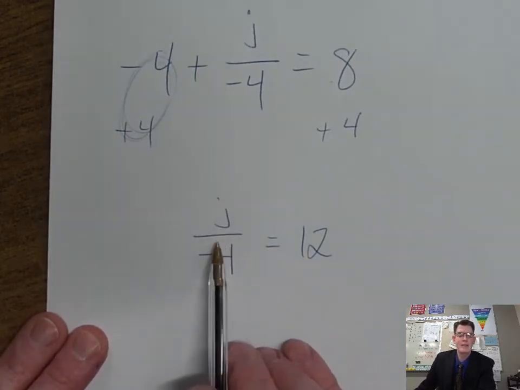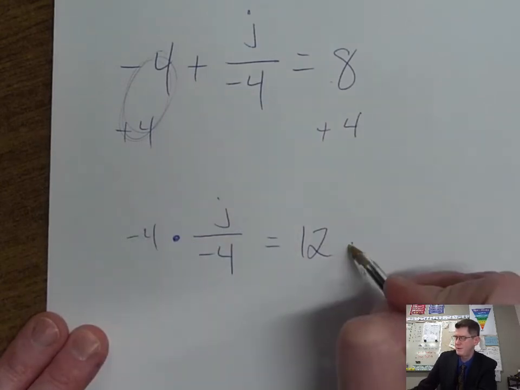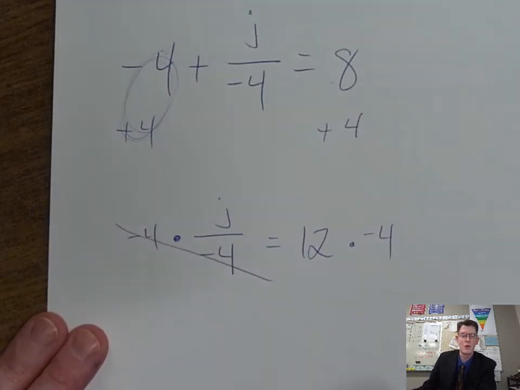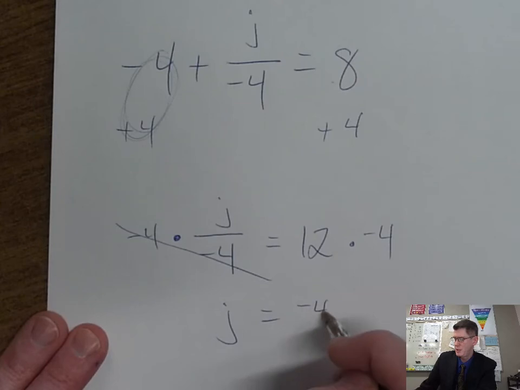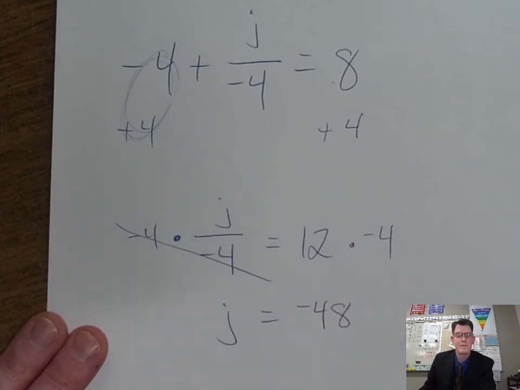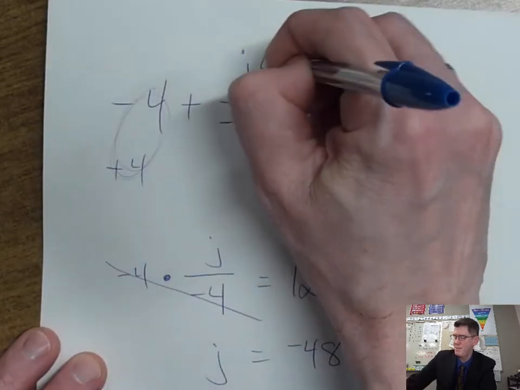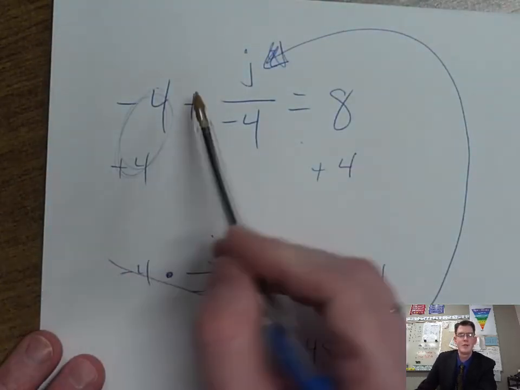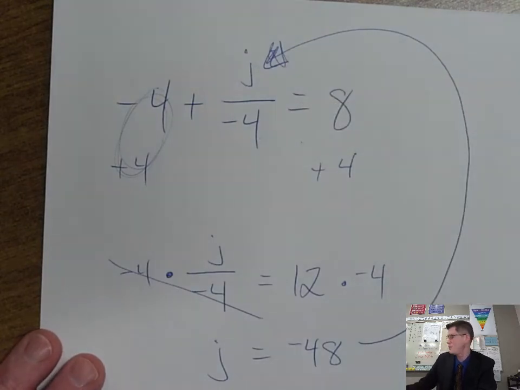And then to divide, to undo that, we just simply multiply by the same number. That goes to 1. j becomes negative 48. Now, if you want to make sure and see if that's right, you can put that negative 48 back in here with your calculator. Negative 4 plus negative 48 divided by negative 4. Does that actually equal 8?